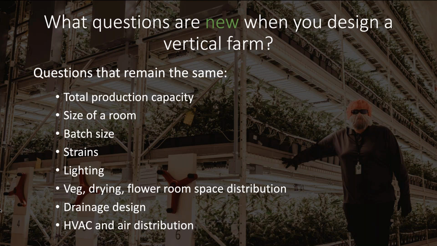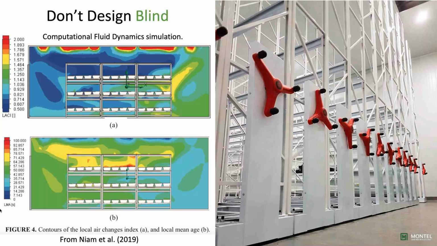Someone who's thought about vertical farming might say, oh, well, HVAC and air distribution is very different for a vertical farm. And I agree, it is very different. It's more challenging, but you go through the same process when you're designing a vertical farm as you do when you design a single level farm to develop an efficient HVAC and air distribution system. That doesn't necessarily change. So I would argue that is not a question that changes when you design vertically.